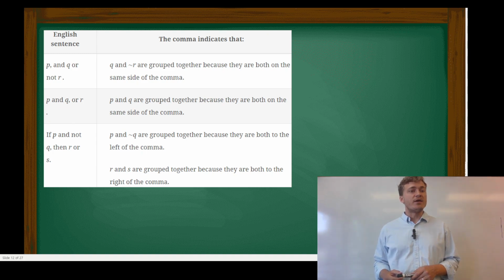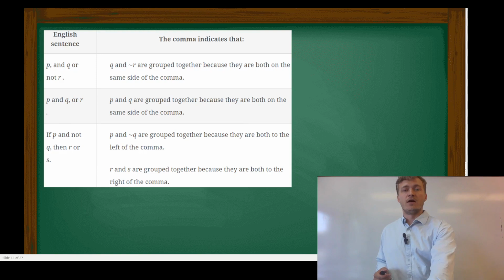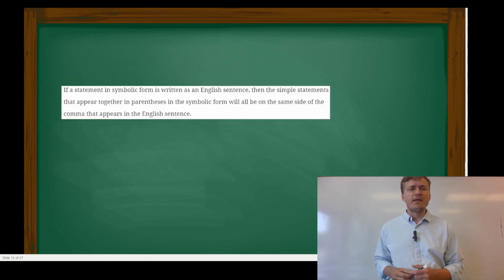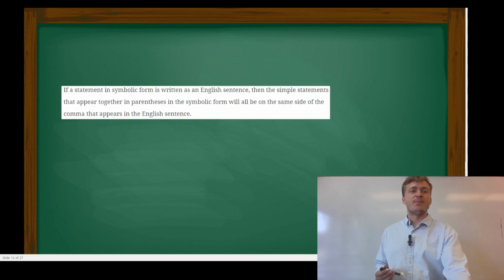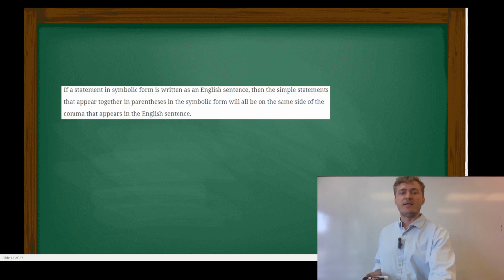If P and not Q, then R or S. Well, then P and not Q are together. R and S are grouped together because they're on the same side of the comma. If a statement in symbolic form is written as an English sentence, then the simple statements that appear together in parentheses in the symbolic form will all be on the same side of the comma that appears in the English sentence.